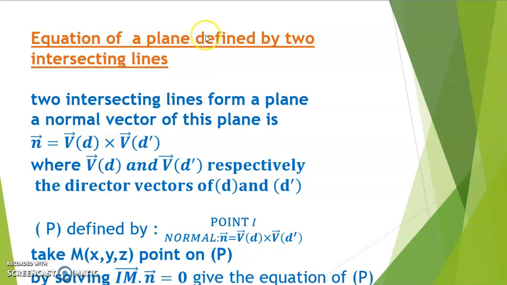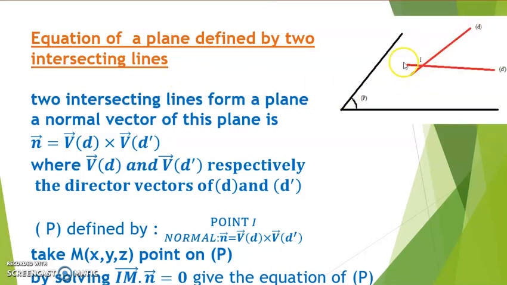Now, equation of a plane defined by two intersecting lines. Two intersecting lines in space form a plane. We see in this figure two intersecting lines D and D prime at I. Then these two intersecting lines form a plane P. We need to find a normal vector of the plane P.